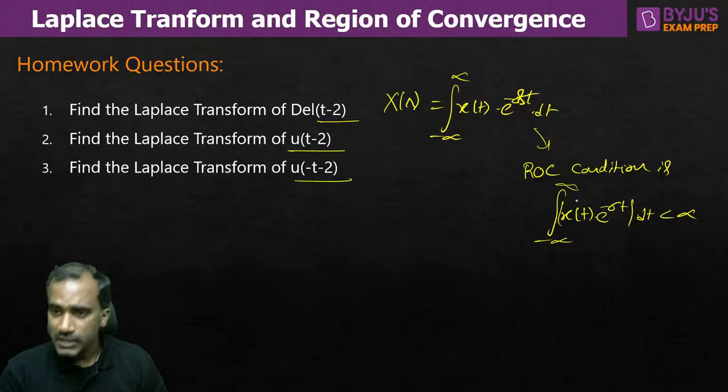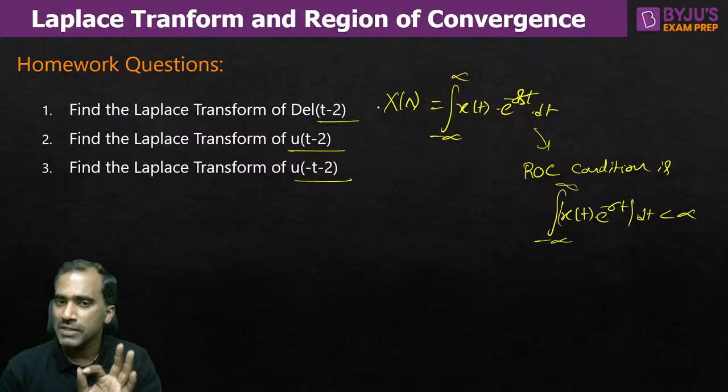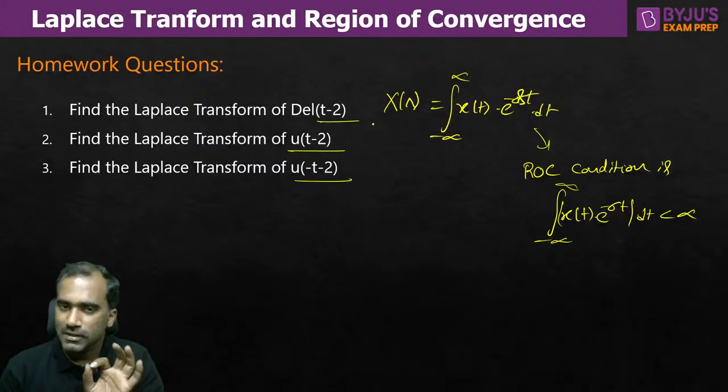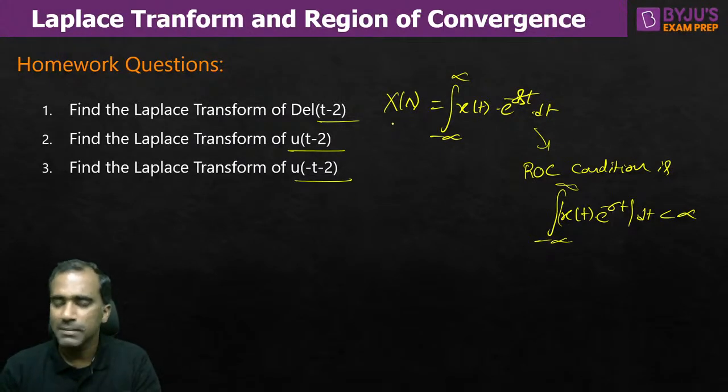Using this formula only, I want you to find the Laplace transform of these three signals. You should find the ROC as well. Tomorrow, first thing, I'll discuss the answers for these questions. I want the ROC exactly correct. There is a chance of making mistakes in the ROC part. The other part, the Laplace transform, you might find correctly, but in the ROC part there is a chance of making mistakes. Don't make those mistakes.